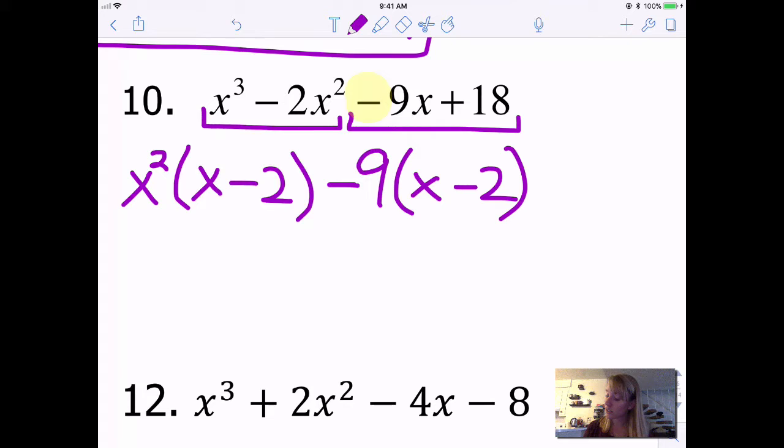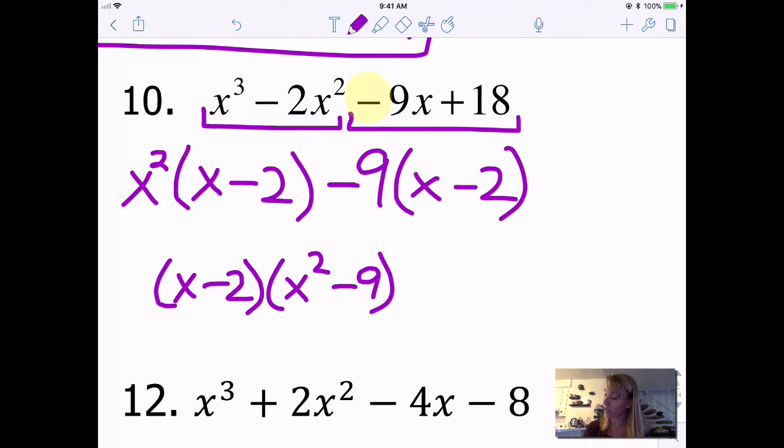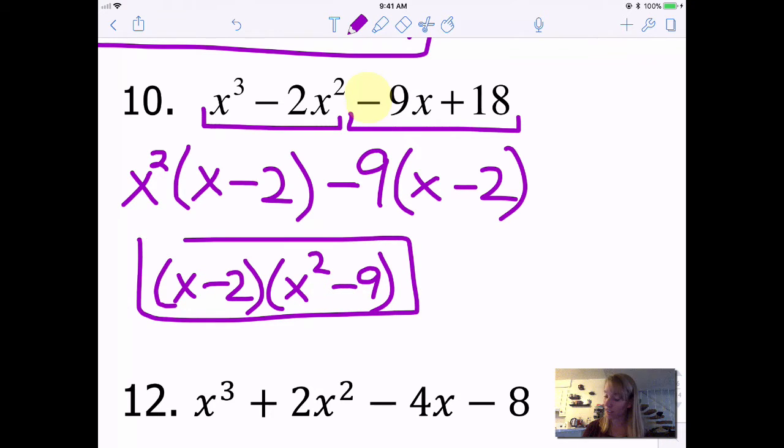So it looks like x minus 2 is our common blob, and then x minus 2 times x squared gives me this first term, and x minus 2 times negative 9 will give me my second term. And for today, that's all the further we're going to go. In the future, we'll go one step further on that one.